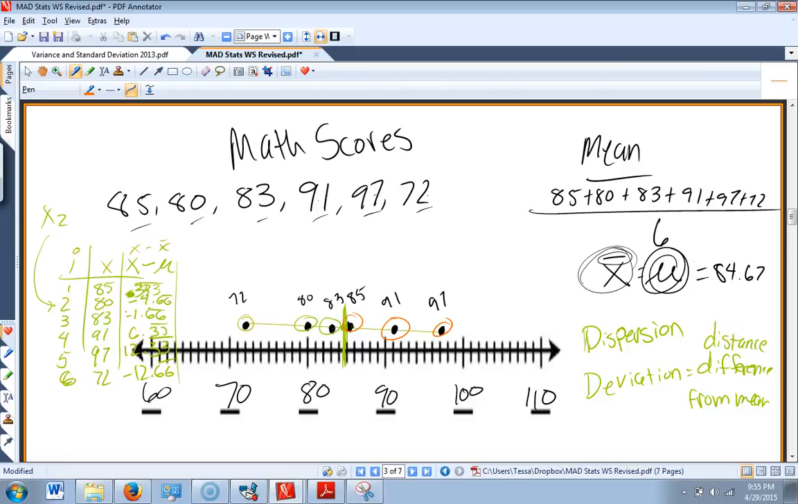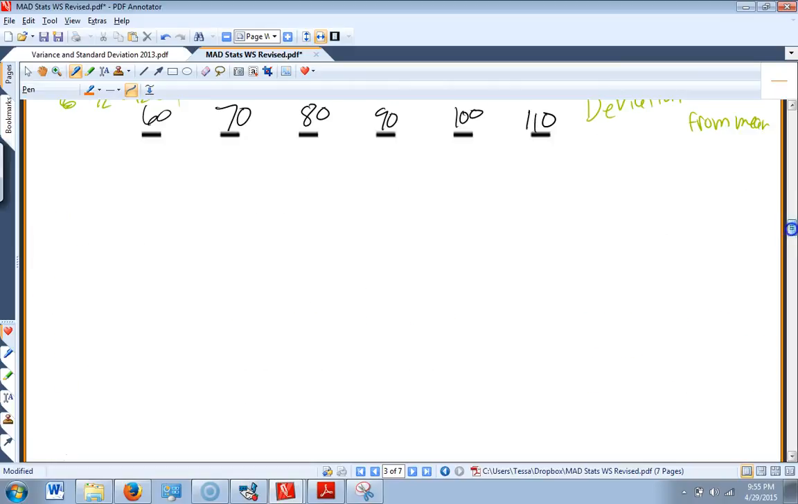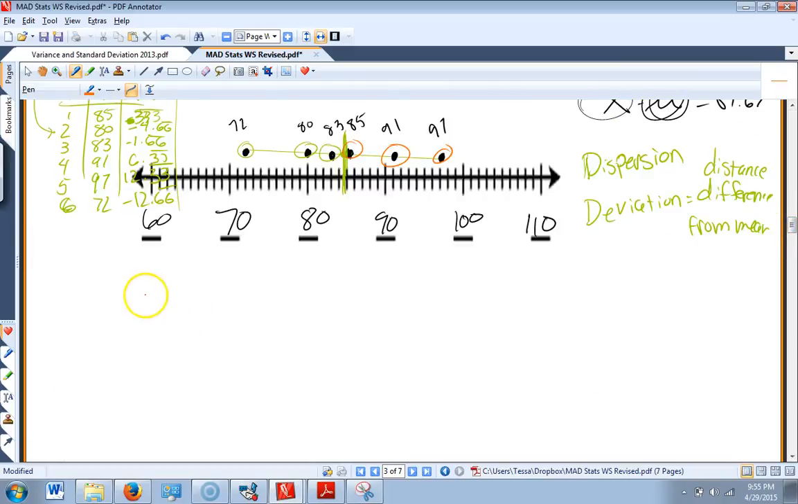Now we want to find the average deviation here. In order to find the average of something, we add everything up and we divide by the number of data elements. So we're going to add up 0.3 repeating plus negative 4.6 repeating plus negative 1.6 repeating plus 6.3 repeating plus 12.3 repeating plus negative 12.6 repeating.